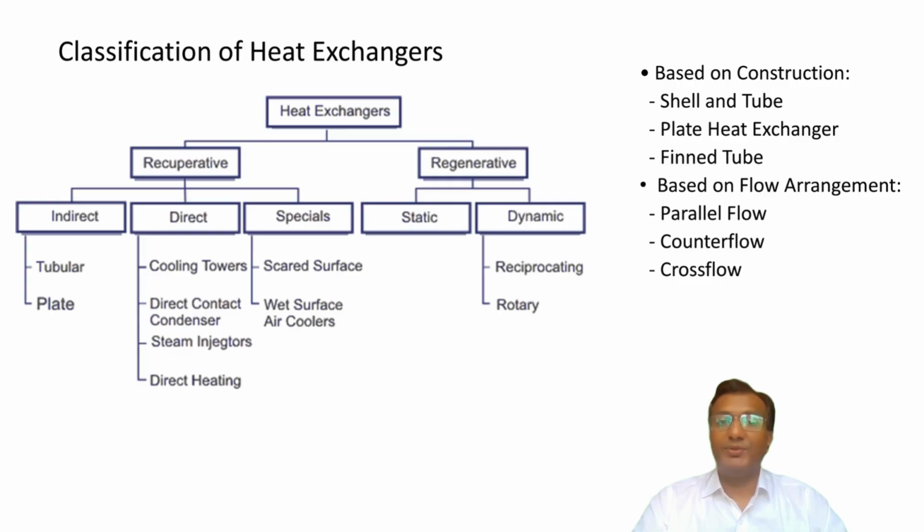Each type suits specific needs. Shell and tube for oil refineries, plate heat exchangers for food processing, and cross flow for air conditioning. Understanding this classification helps engineers choose the right heat exchanger for performance, space, and cost requirements. So let's dive into the shell and tube heat exchangers, a widely used design.